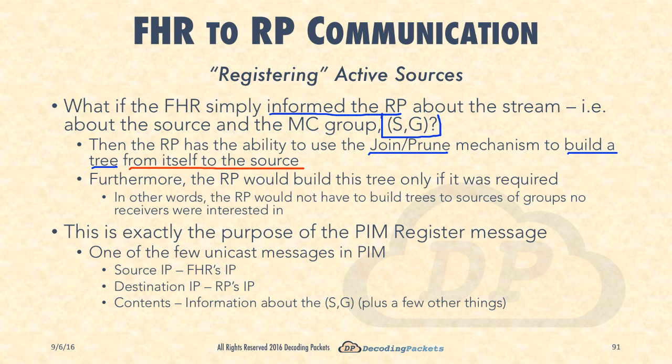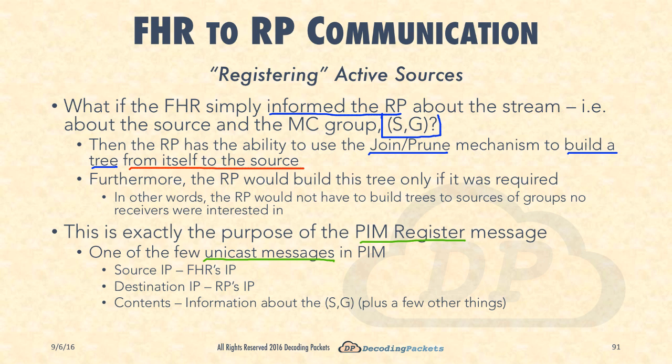So how do you bring this about? Well, there is a special message called the PIM Register message. This is literally type 1. The type of the PIM Register message is 1. And it is one of the very few unicast messages in PIM. And we'll see how this message being unicast actually helps us.